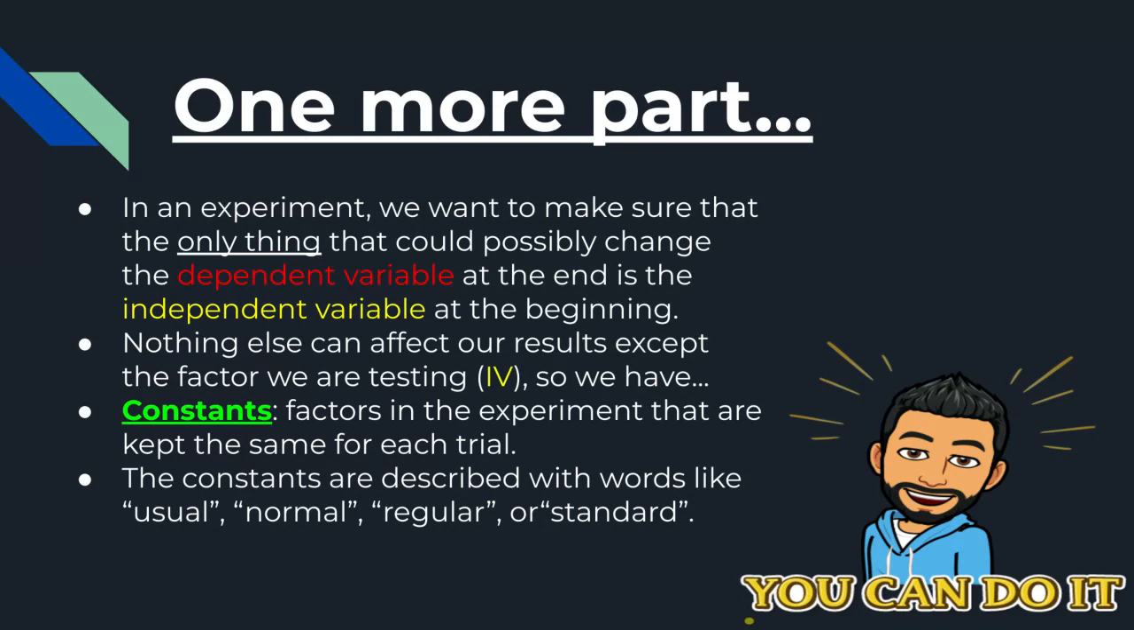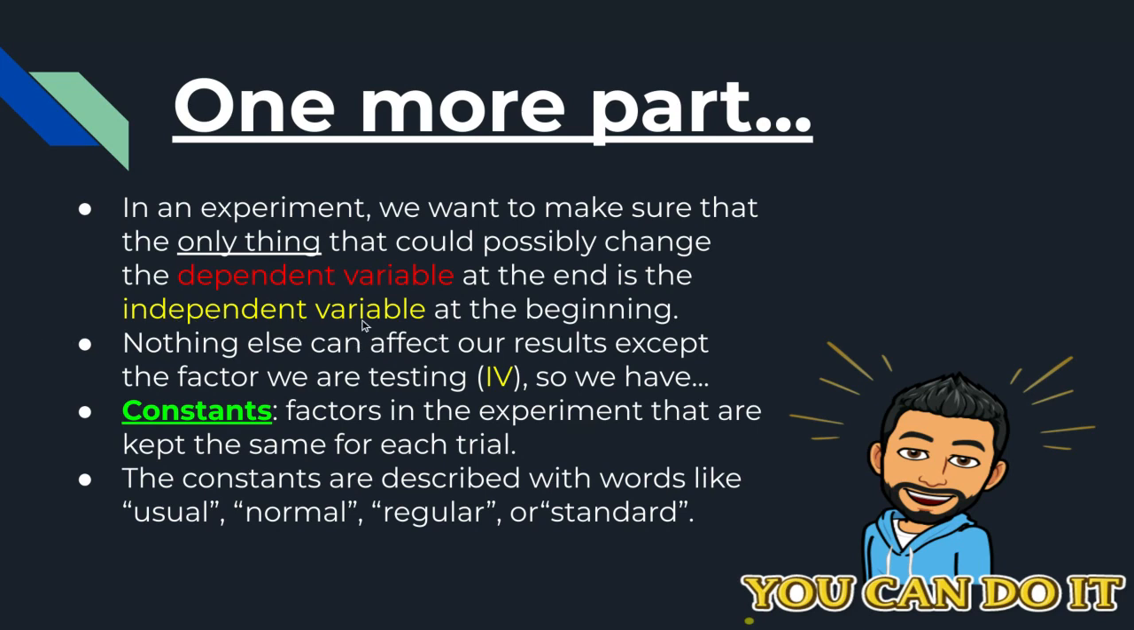And there's one more part that you need to be able to identify in addition to the independent and dependent variable and the experimental group and the control group. And that is this word in green here, constants. So in an experiment, we want to make sure that the only possible thing that could change our dependent variable at the end is only the independent variable at the beginning.